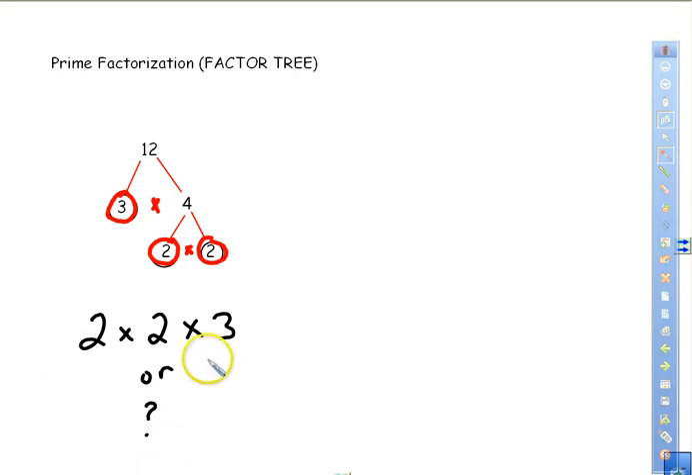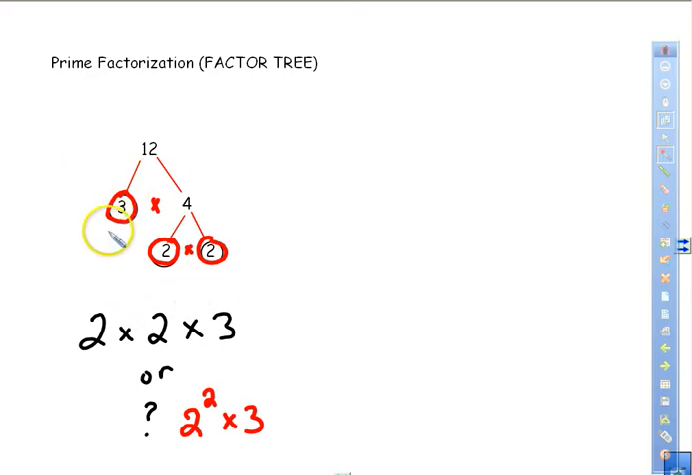Well, to write that as an exponent, the base is 2, and since there are two 2's, 2 would be my exponent, times the 3. So either way, you can write those. Okay, and I know this is some review.